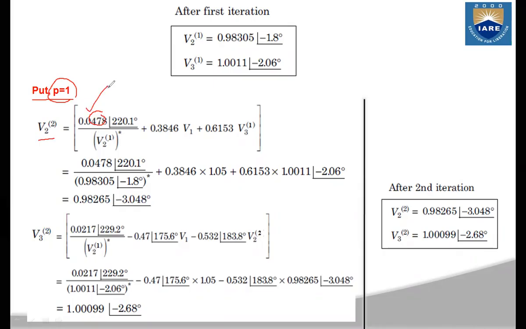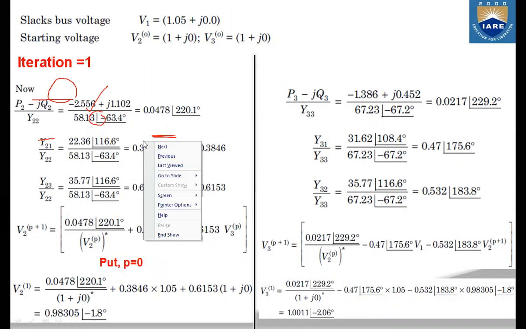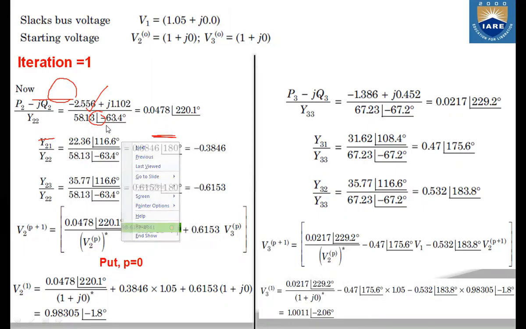Which is calculated previously, by V2 in the first iteration conjugate plus Y21 by Y22, and in the next term Y23 by Y22. The same values only we are going to substitute here in the second iteration also.